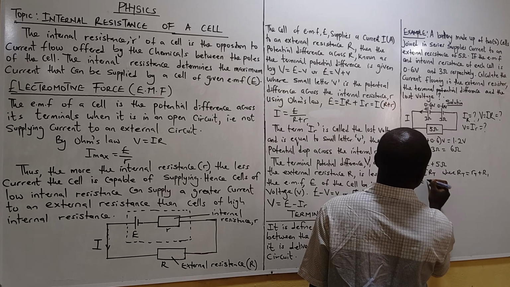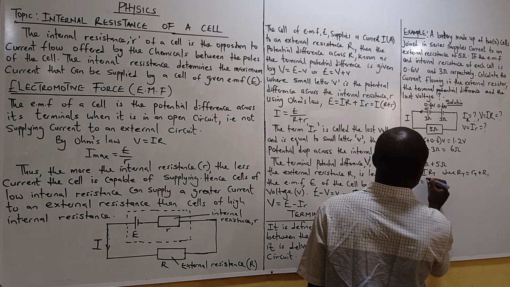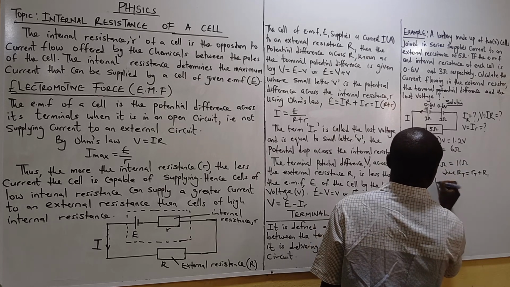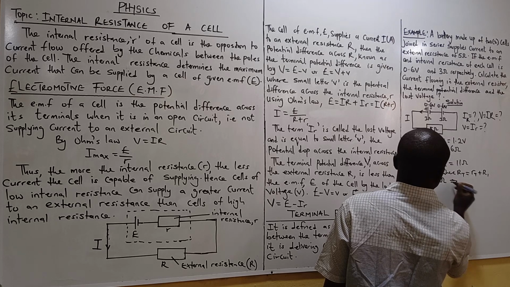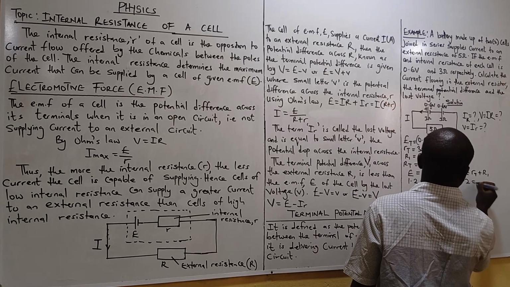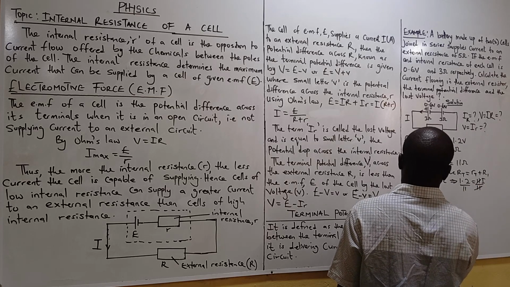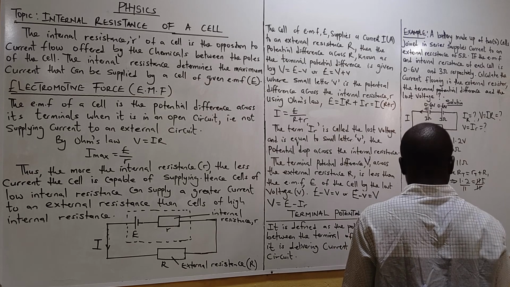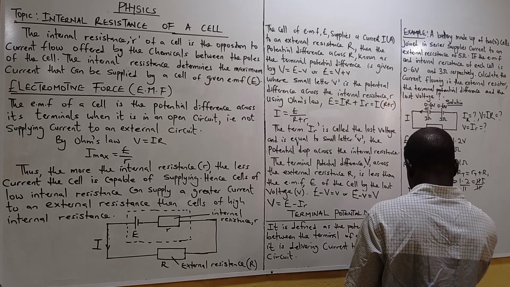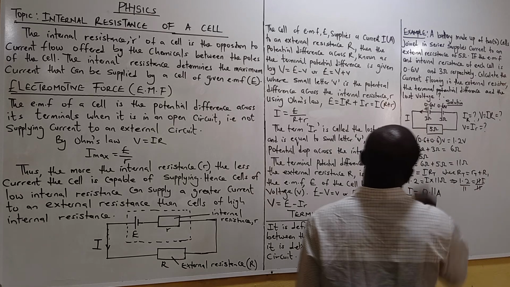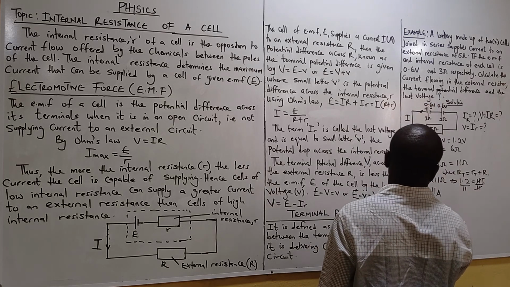equals I times R total, which is 6 plus 5, 11 ohms. Now 1.2 equals 11 I. Divide both sides by 11. Now the current equals 1.2 divided by 11. You have 0.11 ampere.